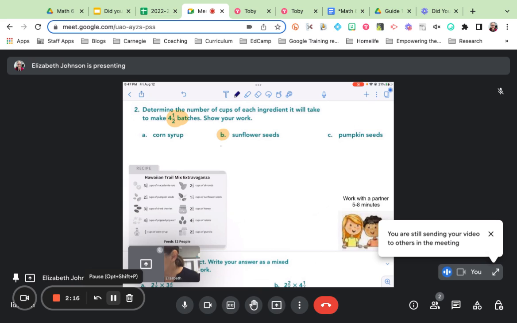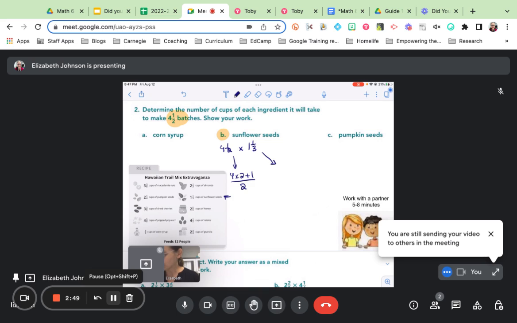So we're going to do the sunflower seeds together. We need to make 4.5 batches. And for the sunflower seeds, one batch would be 1 1/3. So we need to multiply 4 1/2 times 1 1/3. So let's talk about how to do this. Before we get started, we need to change both of these mixed numbers into improper fractions. So first, let's do 4 1/2. 4 times 2 plus 1. That'll be our new numerator. And our new denominator will be 2.